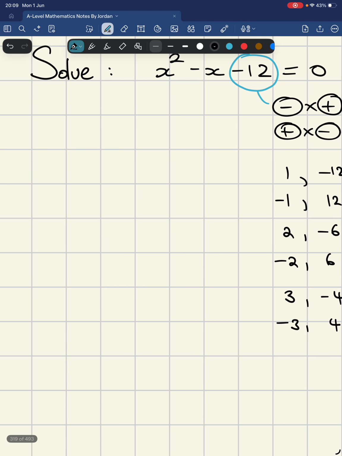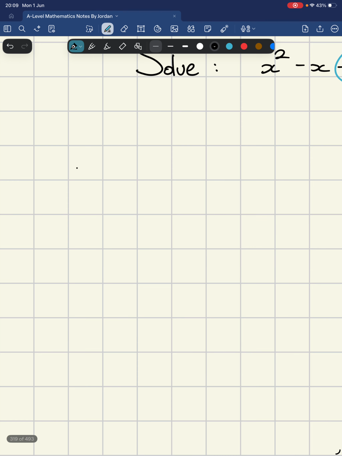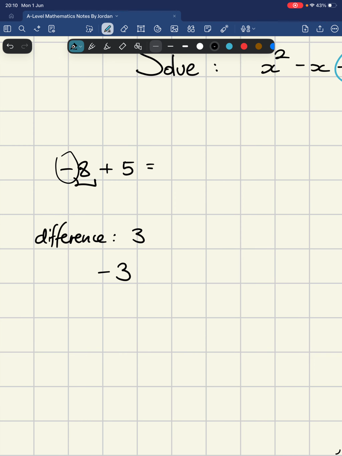So I'm just going to show you a few tricks. So if I had negative 8 add 5, I'll show you how I would do this. What I actually do is think of the difference in the 2 numbers first. So the difference in these 2 numbers is 3. And then just look at which number's larger, which is the 8. And notice it has a negative sign in front of it. And so the answer would be minus 3 for this one.